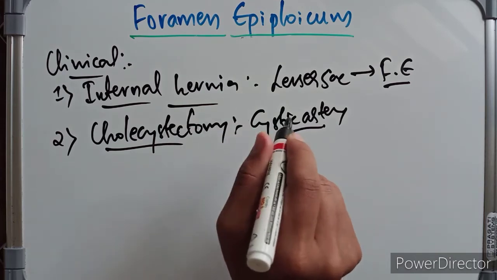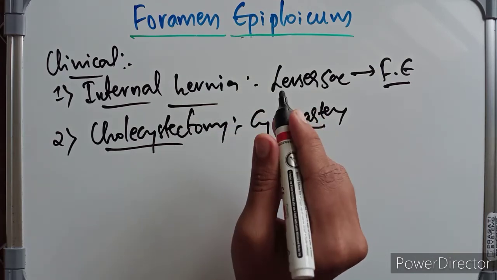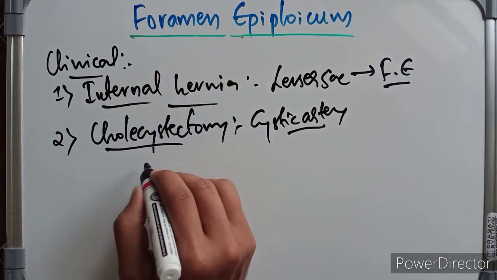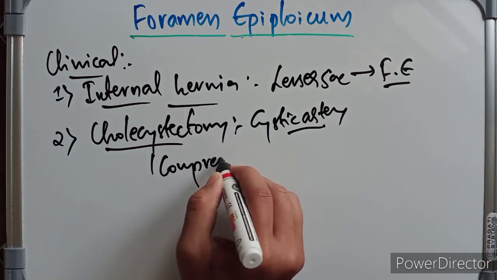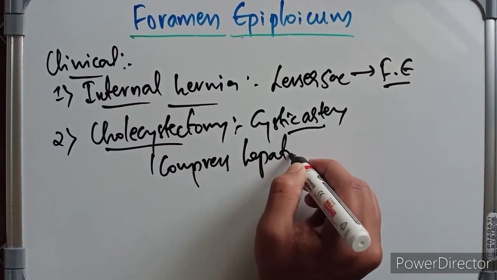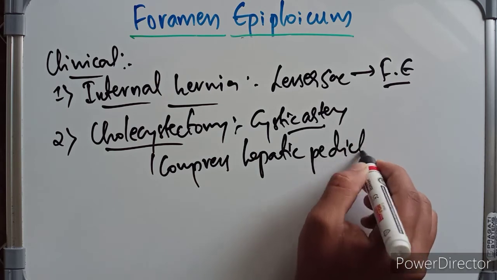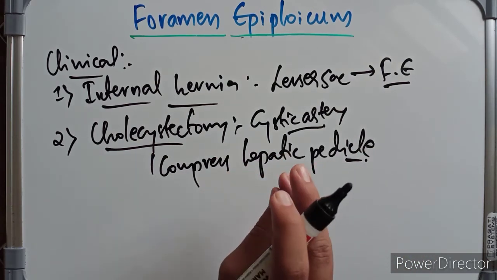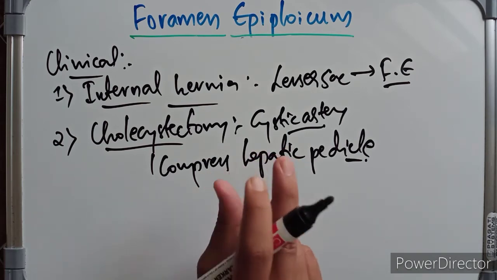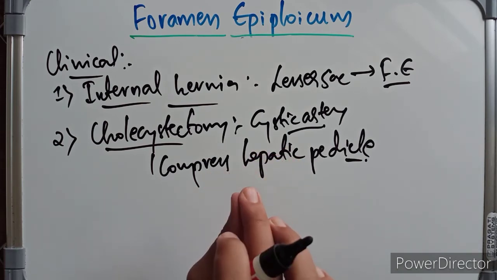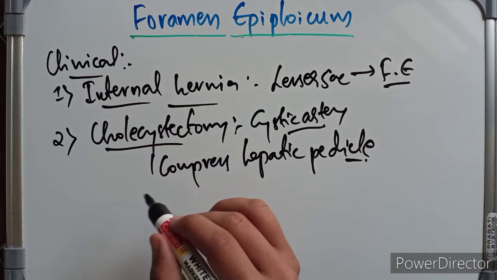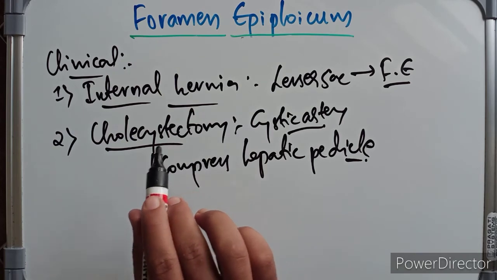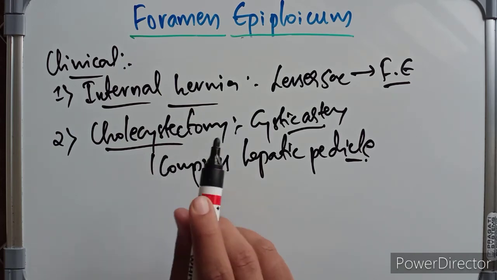If the cystic artery is torn during cholecystectomy, the surgeon can stop the hemorrhage by compressing the hepatic pedicle, because the hepatic pedicle contains the portal vein, hepatic artery, and the bile duct. By constricting the common hepatic artery, they will block the cystic artery, thus they can reduce the hemorrhage. So this was a video about the foramen epiploicum and its clinical significance.